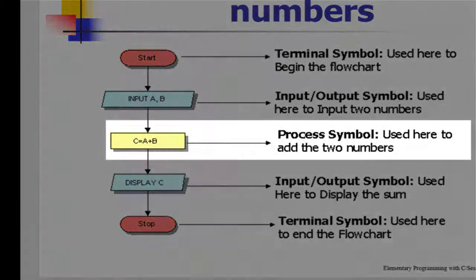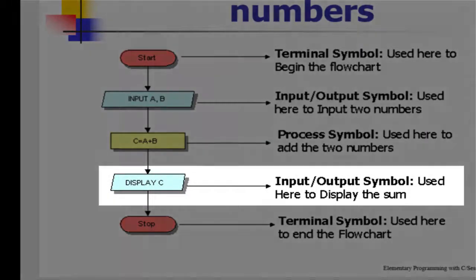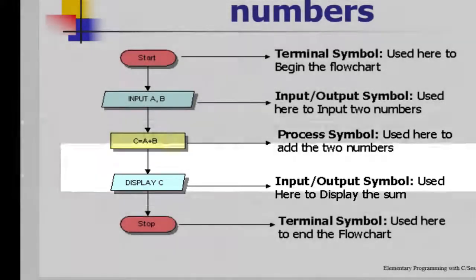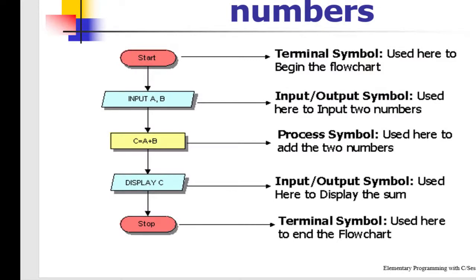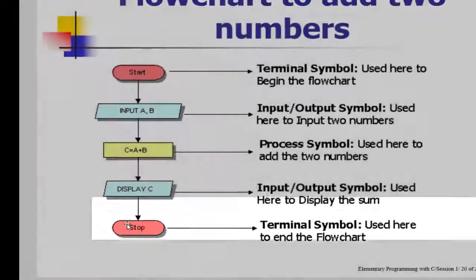We have the rectangle, which is the process symbol, and it is used here to add the two numbers. We can see here that we are adding A and B and assigning the result to C. Then we have another input-output symbol, or a parallelogram, and it is used to display the sum of the two numbers. Once we do that, the program has served its purpose and we stop. We have the terminal symbol, which is used to end the flowchart.